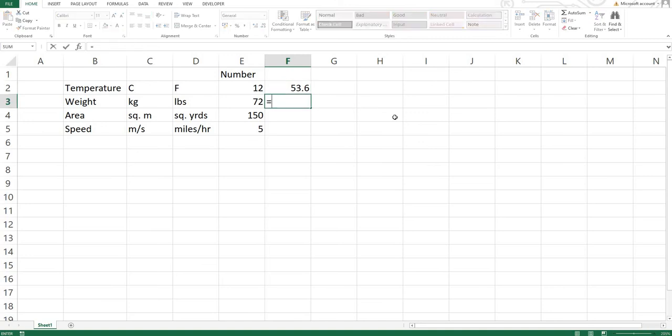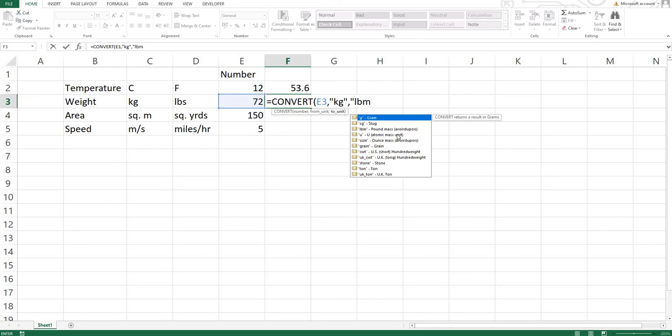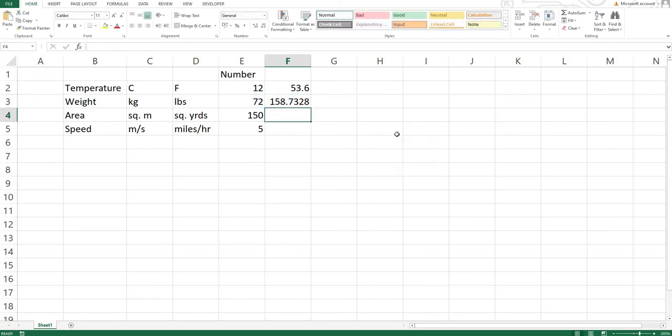Now to convert 72 kgs into pounds, I will simply write the function CONVERT, select the number 72. I know the representation of kilogram is kg, and for pound it is lbm, which is pound mass, and I'll press enter. So I get the value of 158.7 pounds for 72 kg.